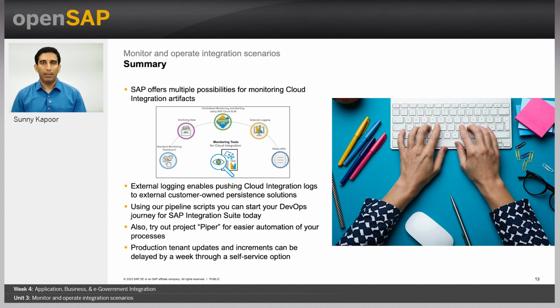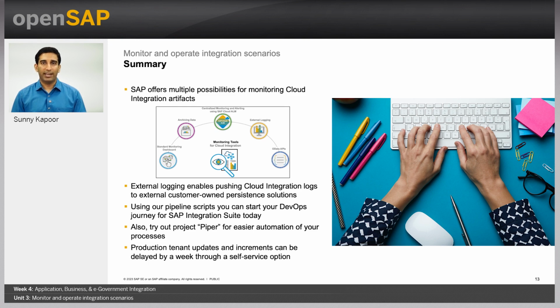In summary, remember that cloud integration offers a range of possibilities when it comes to monitoring. SAP Cloud ALM enables end-to-end integration monitoring, provides alerting capabilities and tracking of messages using business attributes. It also tracks the overall health of the cloud integration tenants. External logging allows you to push cloud integration logs to your own external persistent solutions like Splunk. This enhances your observability and analysis capabilities.